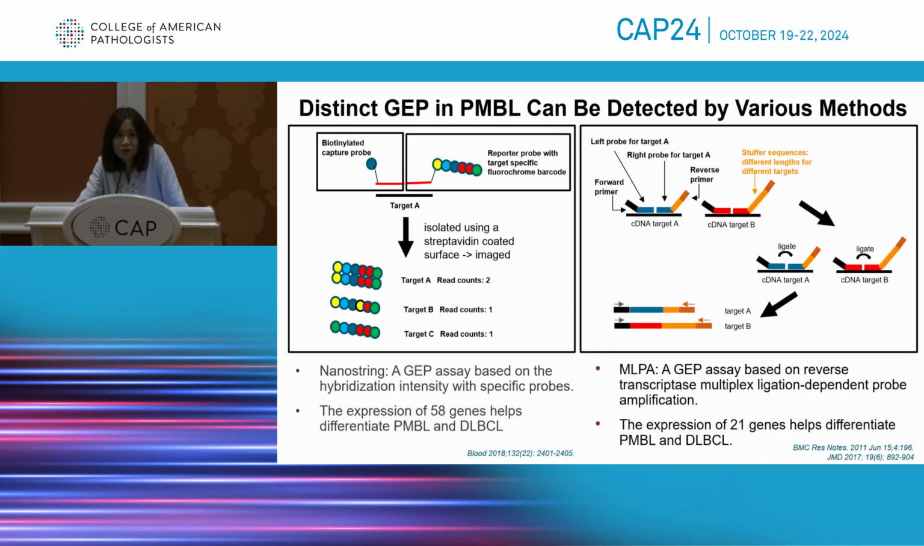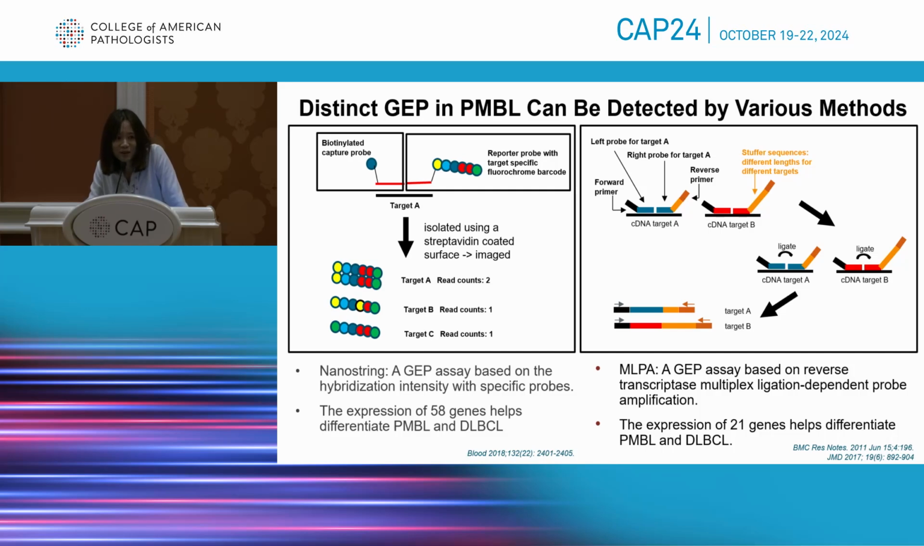So here, I'm showing two examples of how we can potentially use a gene expression profile in a clinical setting. I was trying to sell you guys this idea that a distinct gene expression profile in primary mediastinal large B-cell lymphoma can be used, and then it can be detected by multiple different methods. Here I'm just showing two of the examples. On the left-hand side, that's NanoString. And on the right-hand side, it's called the MLPA.